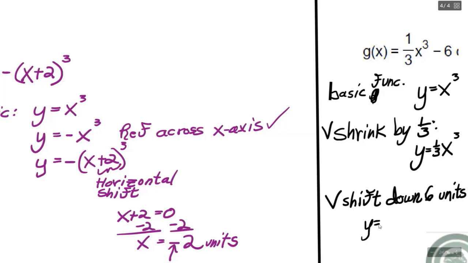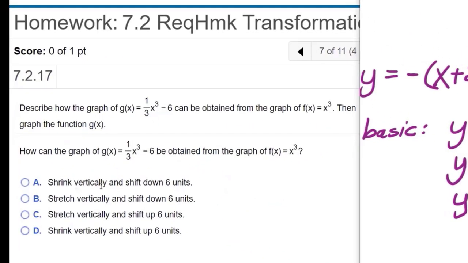So you're going to have y equals, or g of x equals, 1/3 times x to the third minus six. You have your basic function, and then you have two transformations. So we go back here. How can the graph of this be obtained from the graph of that? So they give you the basic graph. Well, I'm going to shrink it vertically and shift it down six units. They don't even ask you how much. That's A. I'm going to click on A.